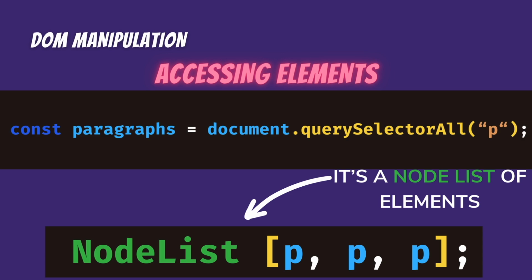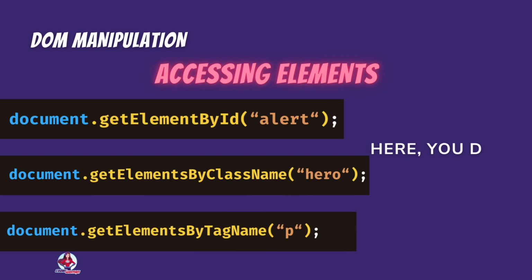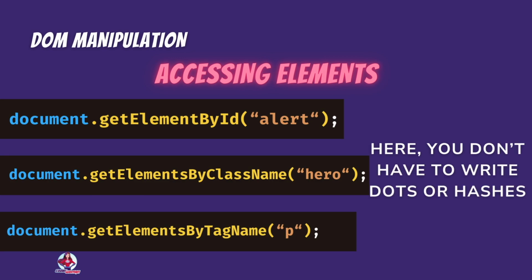For example, you could change the text or style of every paragraph on the page. Just remember, a node list isn't exactly an array, so it doesn't have every array method, but it works perfectly for looping. Here I want to mention 3 additional methods. You'll often find them in code, so it's good to know what they are.